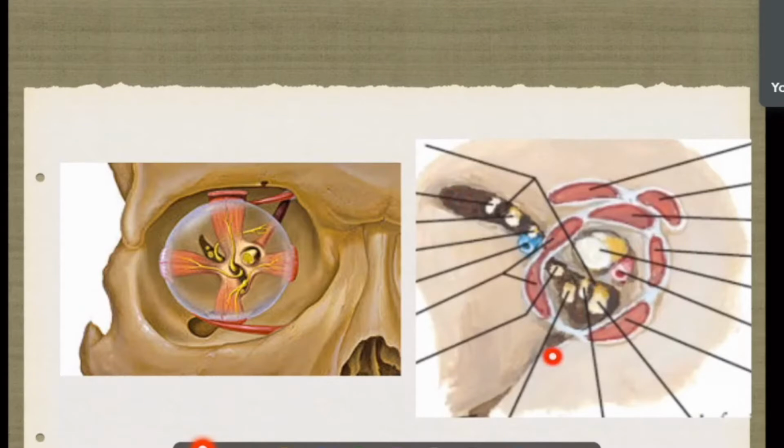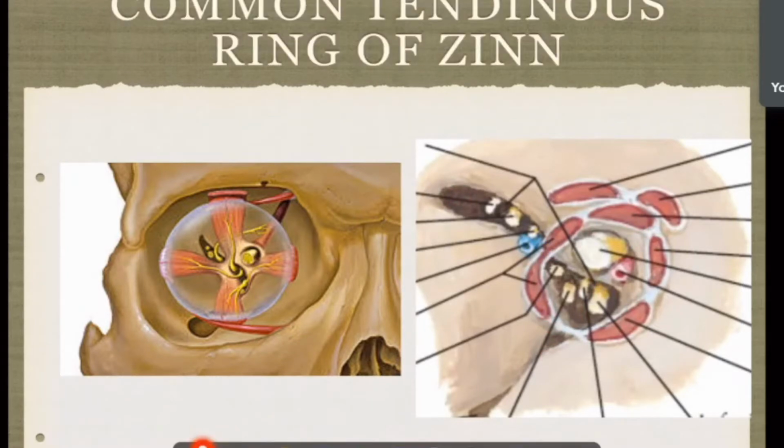This common tendinous ring of Zinn encloses the intermediate part of the superior orbital fissure and the optic canal. Okay, this is the optic canal. So this is the common tendinous ring of Zinn. And we should know the origin of each of the recti muscles. So which muscle is this? This is the superior rectus muscle.